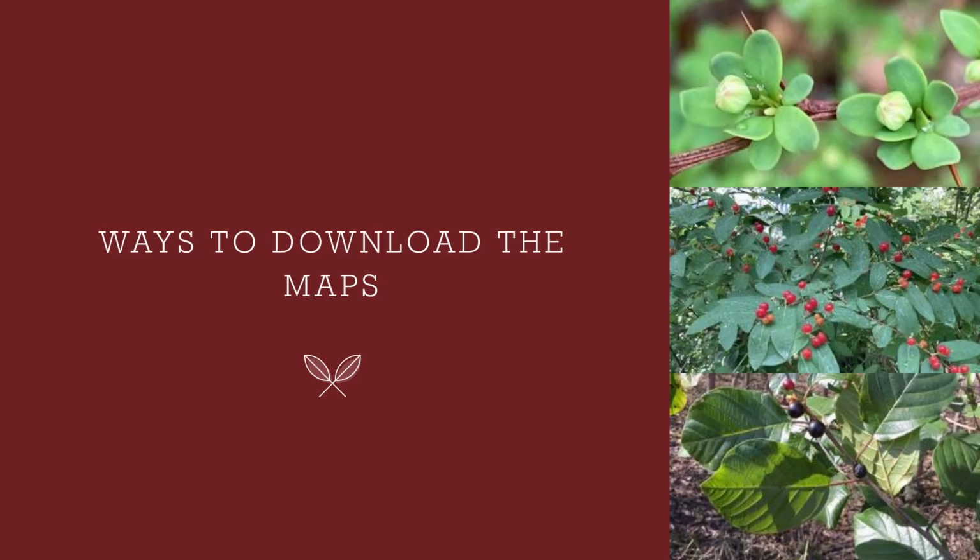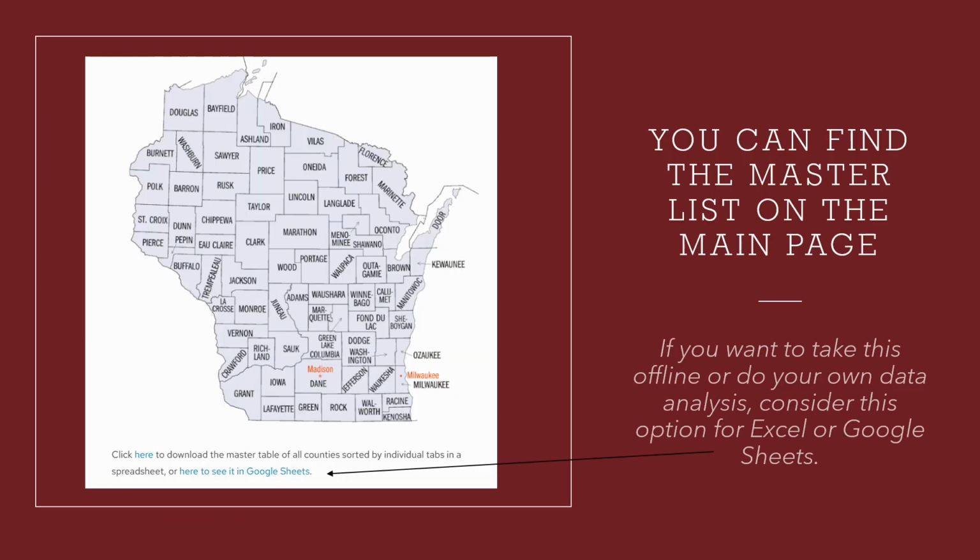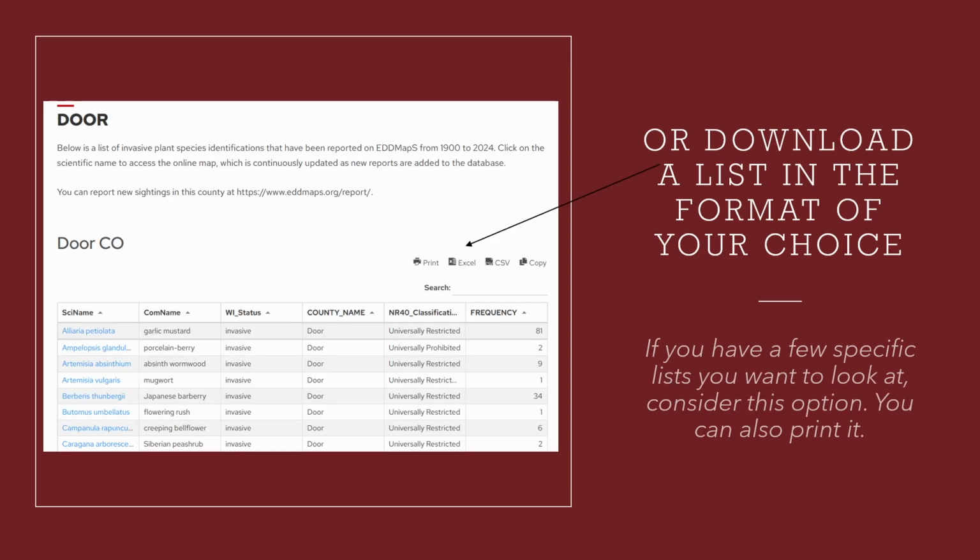Want to take this offline? You can download the maps as well. You'll find the master list on the main landing page. You can click here to download it, or you can also click to go to Google Sheets. And then you can make copies and edit them as you wish. Also, each individual table has options to print or download them in different versions from Excel to CSV.